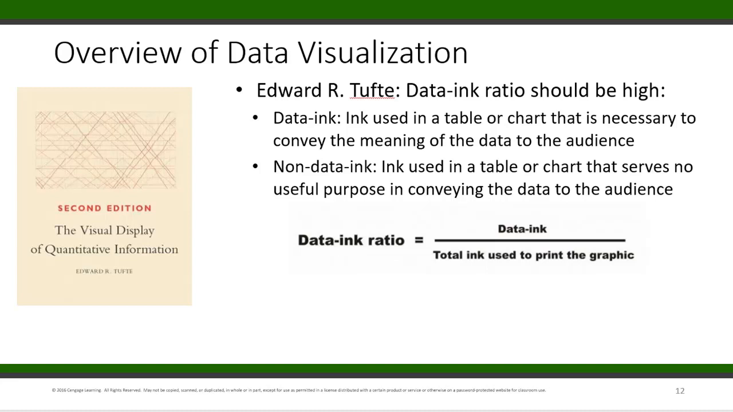Get rid of the non-essential elements from your data visualization. There is a little ratio he talks about, the data-ink ratio. That's the ratio of the ink that is used for the data, the important stuff, as opposed to unimportant stuff. Let me show an example of what we mean by that.